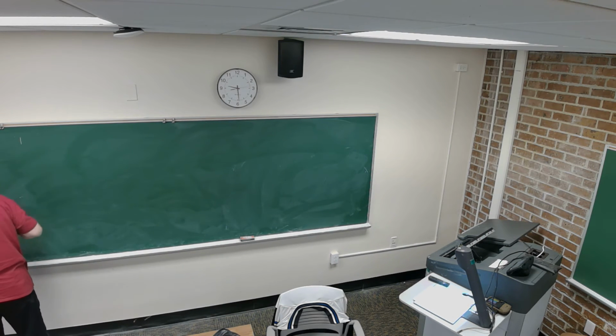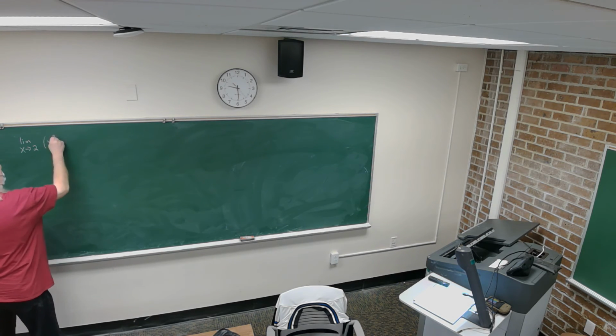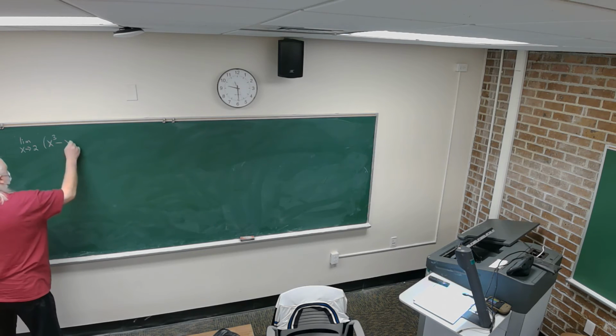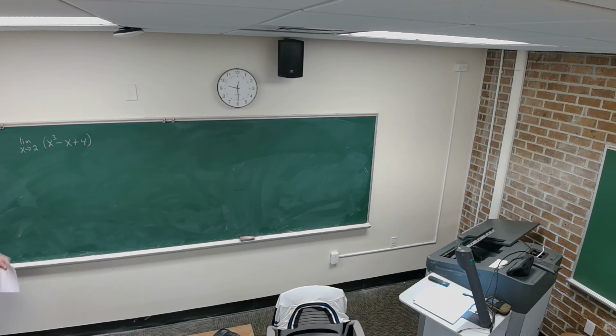So in the first case, at the top of page 5, we have the function x cubed minus x plus 4. And we want to find the limit of that function as x approaches 2. So we're asking ourselves, the closer the value of x is to 2, the closer the value of this function is to what number?